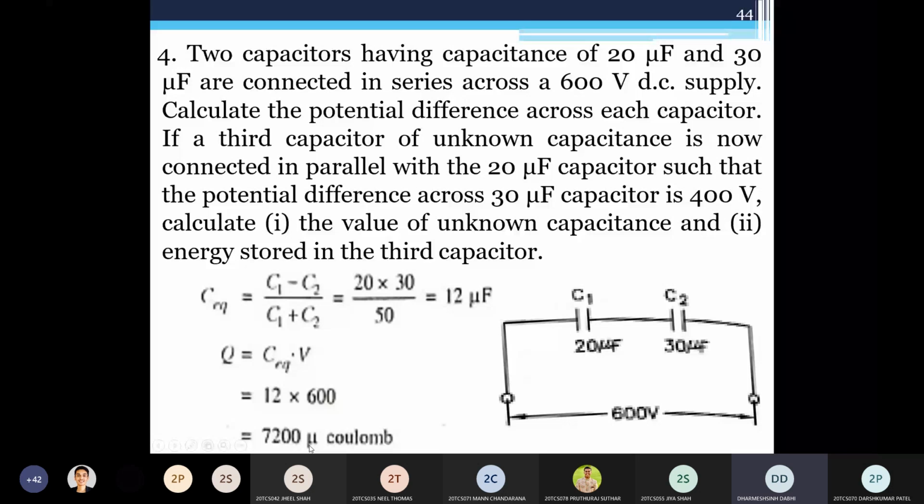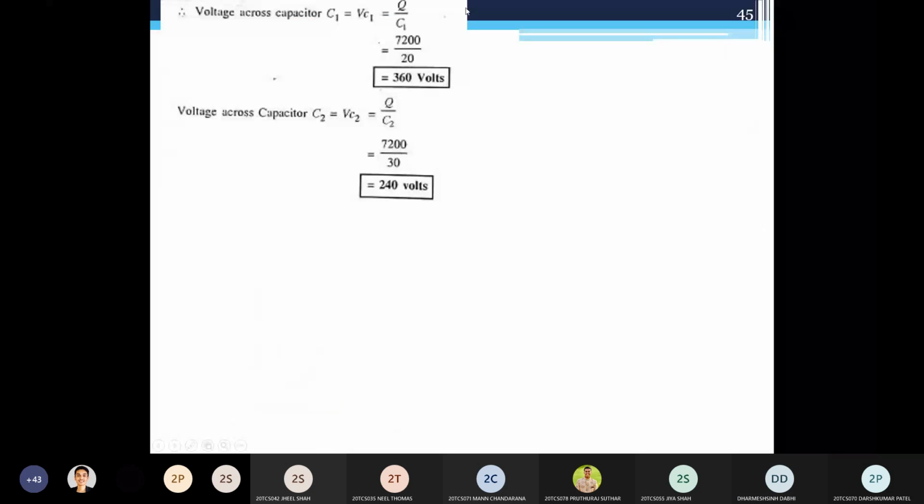Clear? Now, as you know the equation of voltage, V is equal to Q by C. So first of all, find out the voltage across C1. Voltage across C1, we call VC1, is Q divided by C1. Q is constant in both the capacitors. It is the same. It is 7200 microcoulomb divided by C1. C1 is 20 microfarad. So you get the answer 360 volt across the 20 microfarad capacitor.